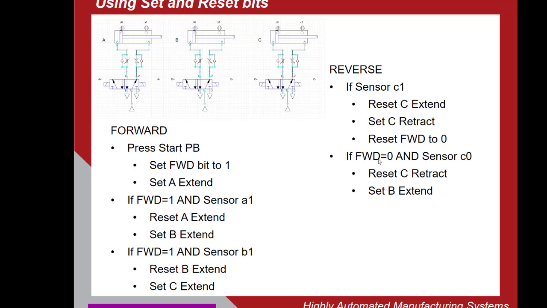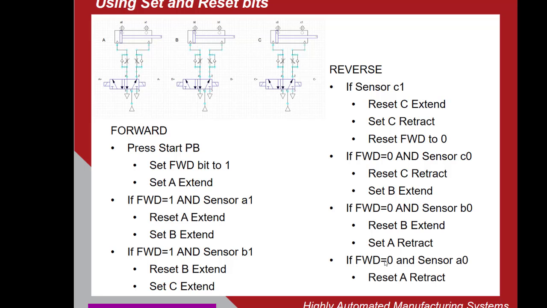Then again, checking if forward is 0, we're in reverse mode. Sensor C0 is true. We're going to reset C and then set B. So we keep turning off the actuator before we turn the next one on. Then when it hits sensor B0, reset B and set A to retract.